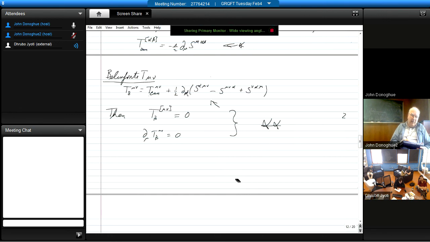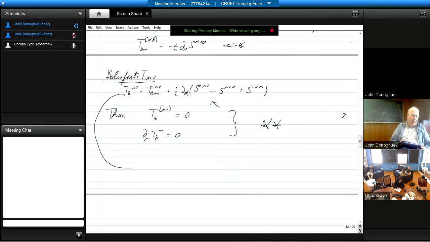Wait. So the Belinfante stress energy. Yes. You're adding terms to the stress energy. What terms do we have to add to the Lagrangian to get that stress energy?